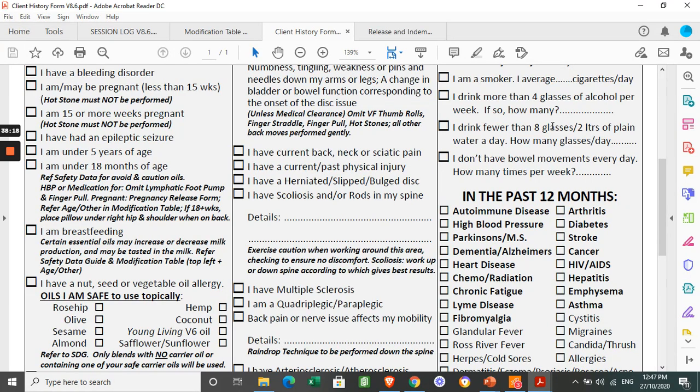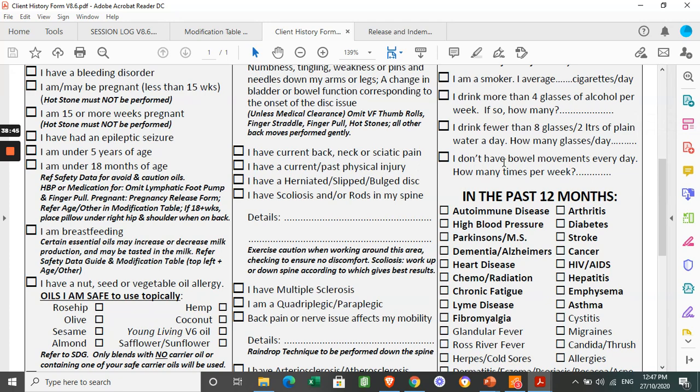I drink more than 4 glasses of alcohol per week. If so, how many? I drink fewer than 8 glasses or 2 litres of plain water a day. Again, we need to know how many because that's going to help flush. If they're going to have release symptoms or some sort of detox, hydration is the key for them to get it out of their body as fast as possible.